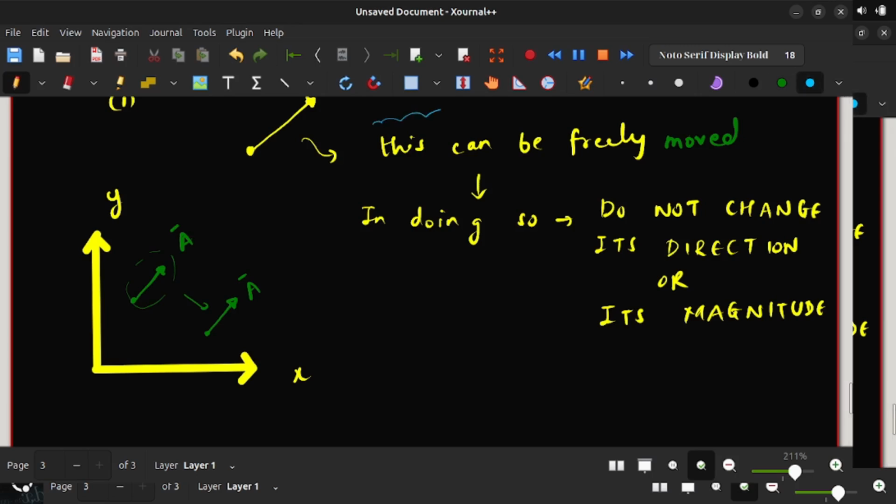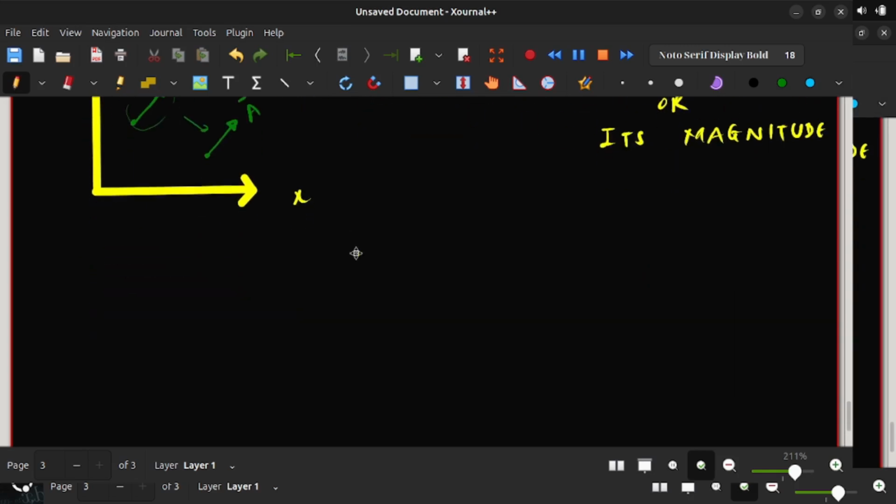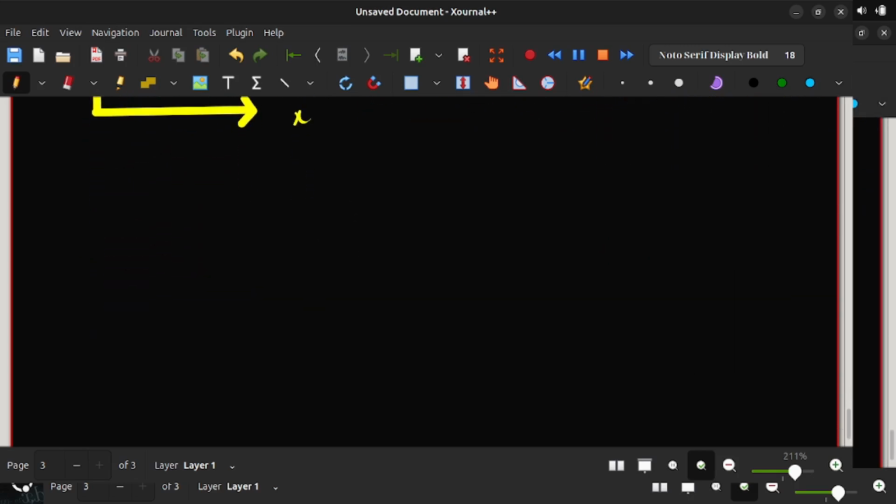So this is one of the properties of a vector. You can move it freely, but in doing so, do not change its magnitude or direction. So I think the first property is clear. When will we use this property? When I talk about how to add two vectors graphically, there you will understand how we can use this property.